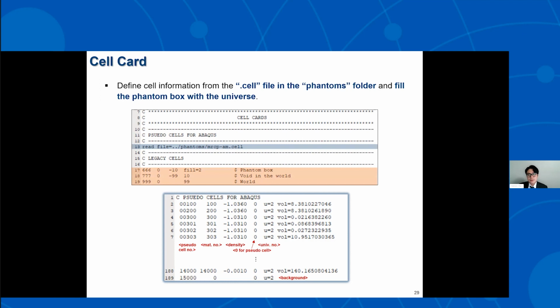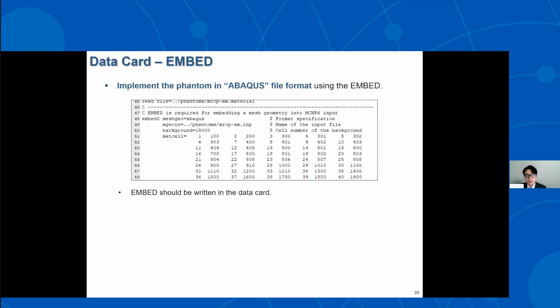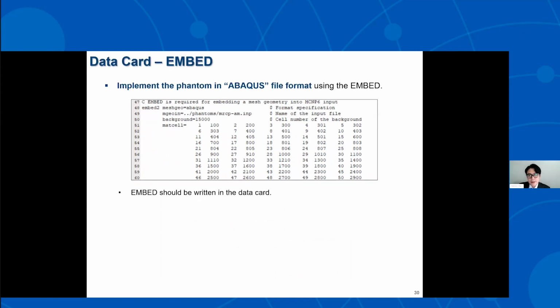Then the cell for the phantom box and world is defined in the input files. We have to fill the phantom box using the fill card by setting the same number used in defining the pseudocells, that is 2. The tetrahedral mesh phantoms can be read by using the embed card, which should be written in the data card.